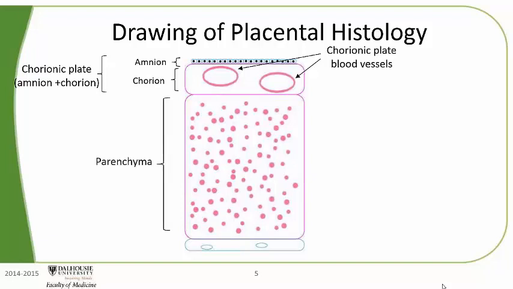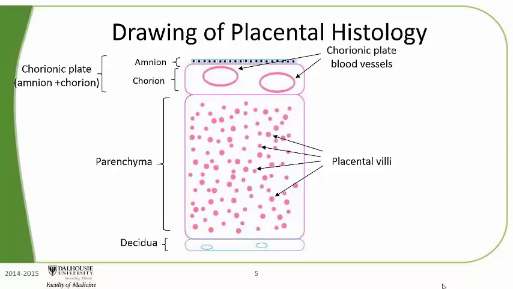Here is the parenchyma, which contains the placental villi. Here are the placental villi. The placental villi appear as separate dots. This is because the chorionic plate blood vessels branch so extensively that the placental villi appear as separate dots in a thin slice. In life, the placental villi are connected to the chorionic plate blood vessels. You'll see more about this later in the video.